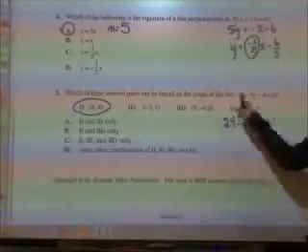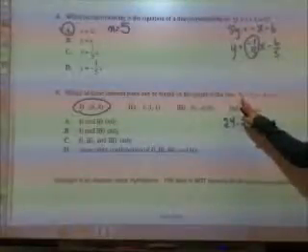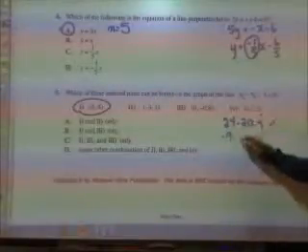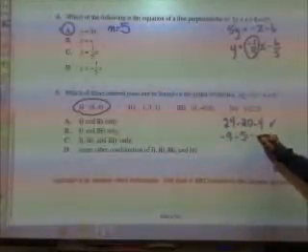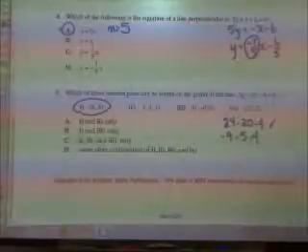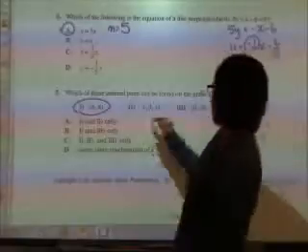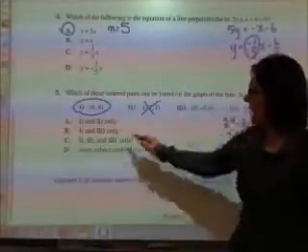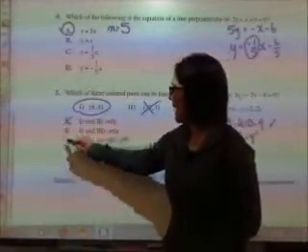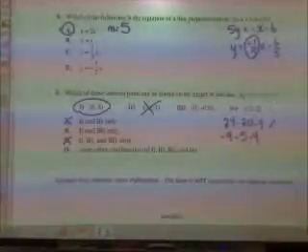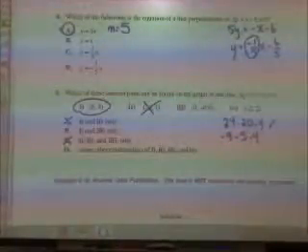Okay, if I take the negative 3 and 1, 3 times negative 3? Negative 9. And then minus 5 times 1, minus 5 minus 4. Does that equal 0? No. Okay? So that eliminates A and it eliminates C, because A and C have 1 and 2 as possible answers.